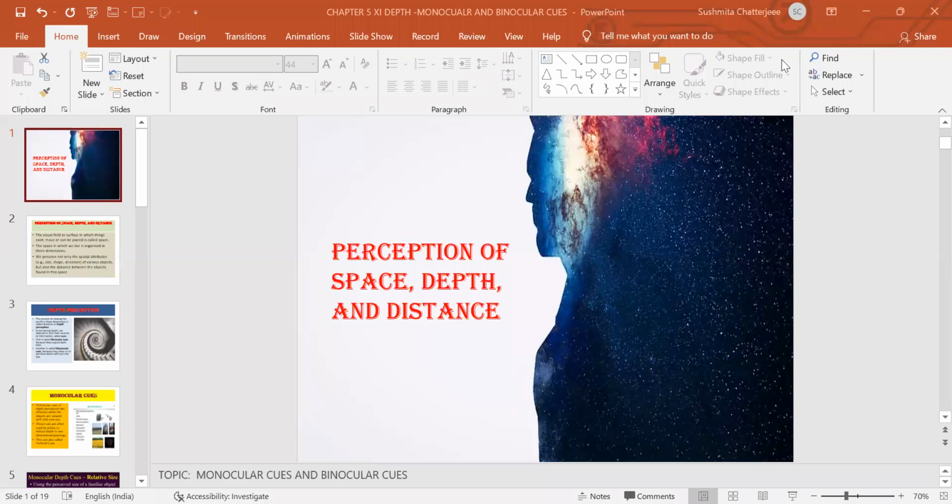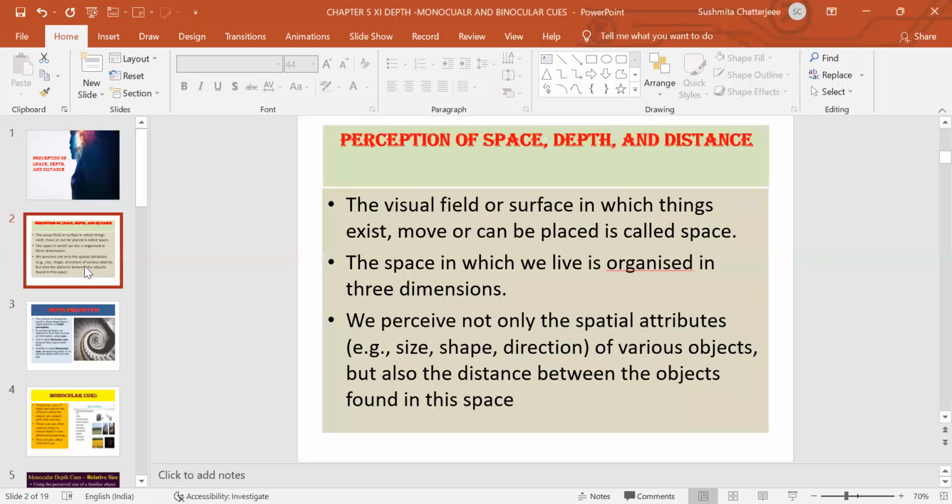Good morning, dear students. Today we are going to start with the perception of space, depth, and distance. Now, whatever we visualize or see around us, where things exist, move, or can be placed, is known as space. The space in which we live is organized in 3 dimensions.